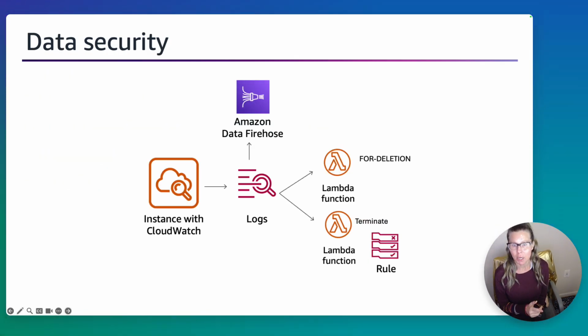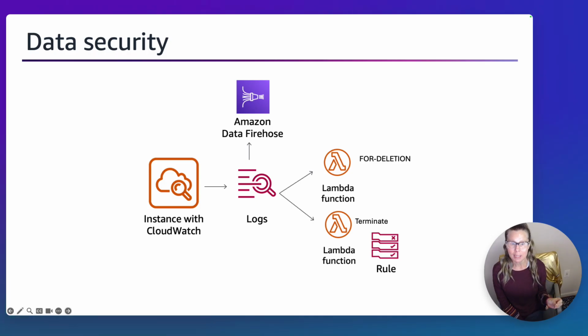Let's also talk about data security and ask a scenario question of how to automate a solution to keep your data secure and prevent manual logins to an instance that caused a data breach for your application hosted on EC2 instances in an auto-scaling group. One solution is to install the CloudWatch agent on the instances, set up a CloudWatch log subscription, create a Lambda function to add a for deletion tag to any instance that produces an SSH login event, create a second Lambda function using a CloudWatch EventBridge rule to terminate all instances that have the custom for deletion tag.